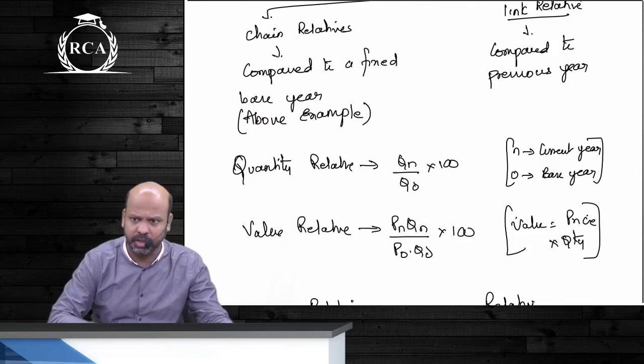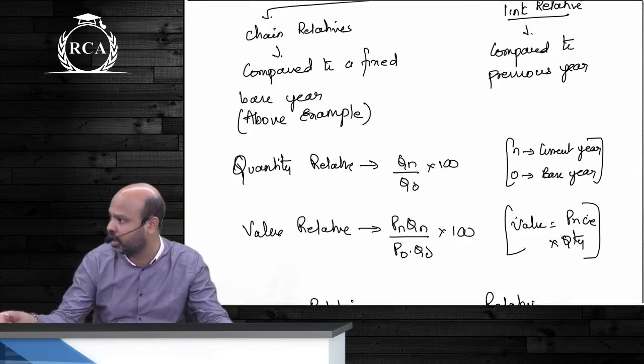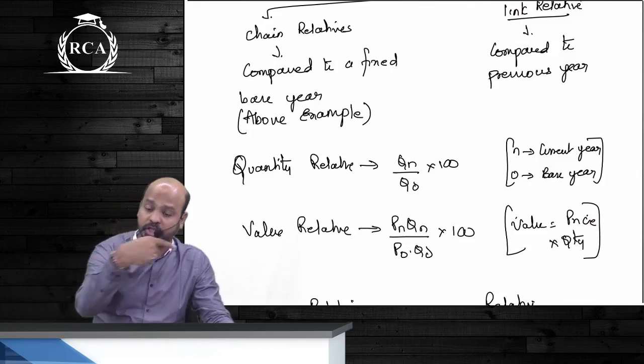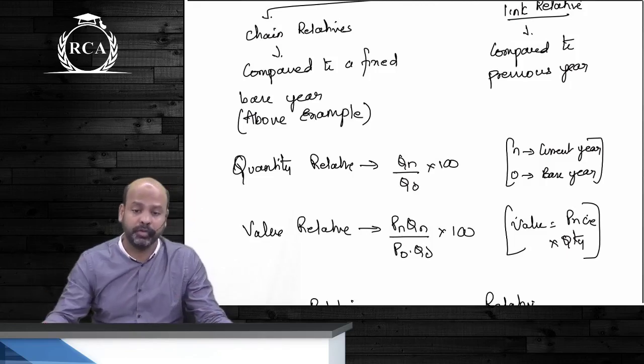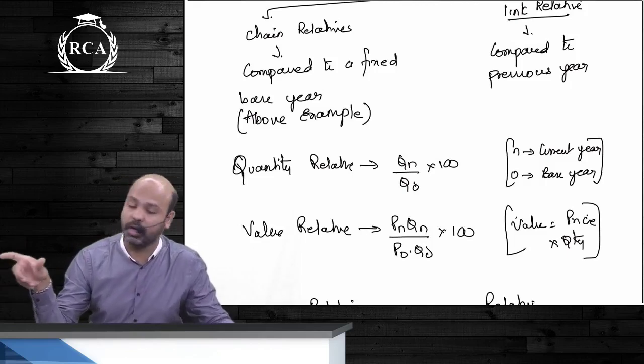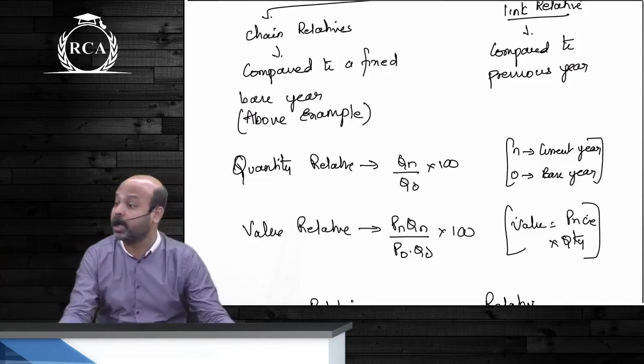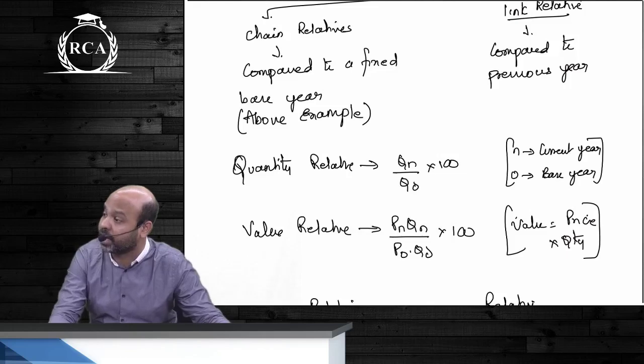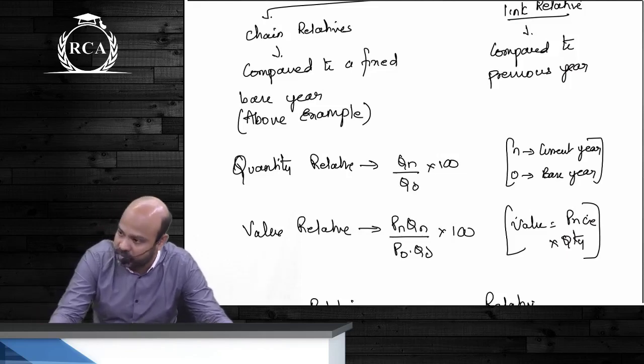The same MCQ came in the last attempt also. How to compute chain relative for the current year using chain relative of the previous year and link relative of the current year? So chain relative for the current year is equal to chain relative of the previous year multiplied by link relative of the current year divided by 100. This is how you do it.